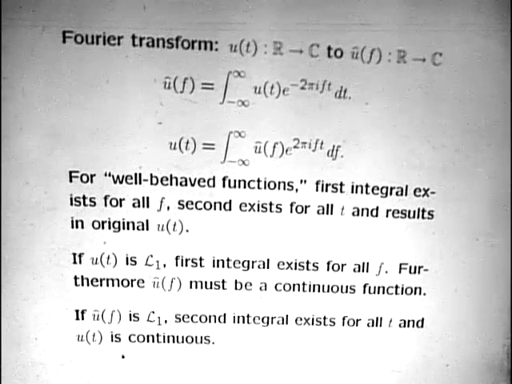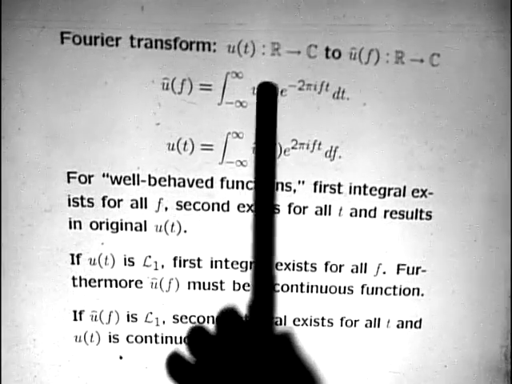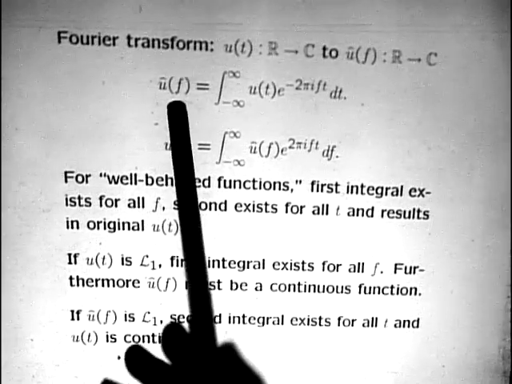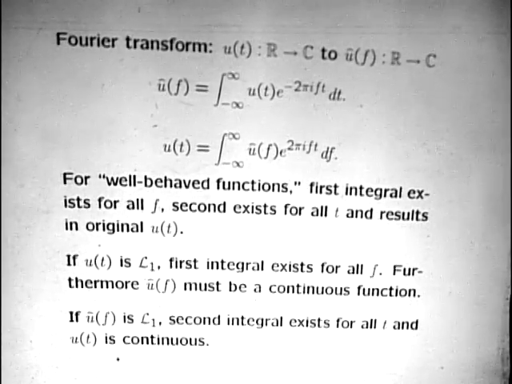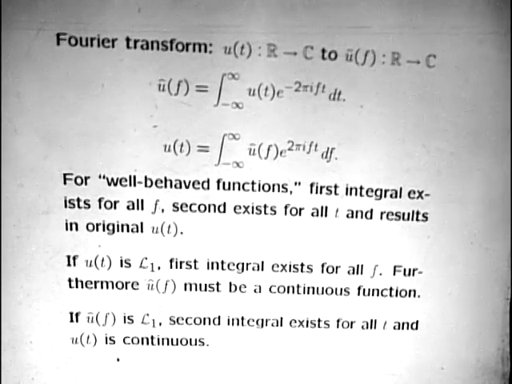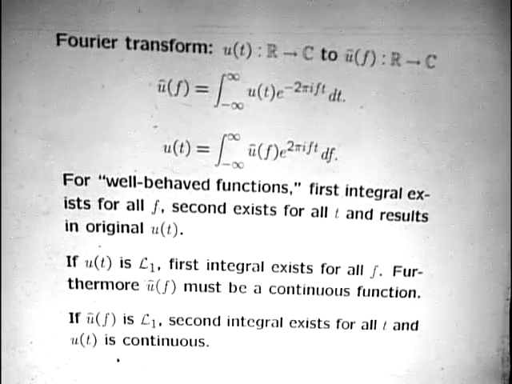And therefore, if you assume at the onset of things that both this is L1 and this is L1, then everything is also continuous, and you have a very nice theory, which doesn't apply to too many of the things that you're interested in. And I'll explain why in a little bit.